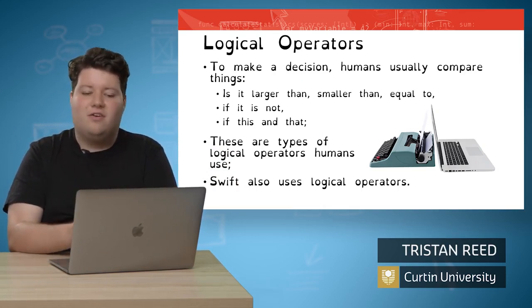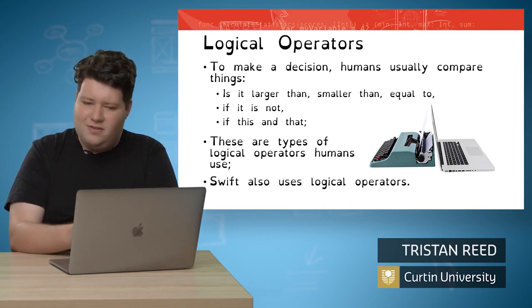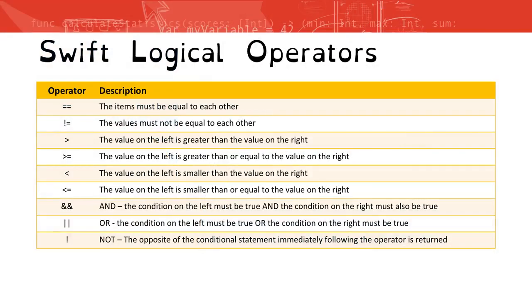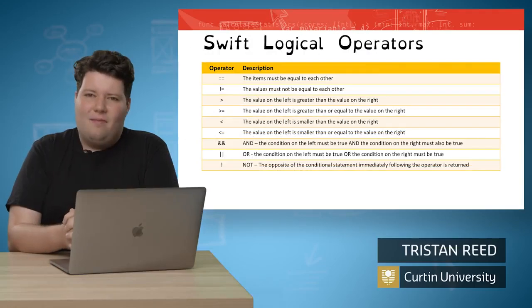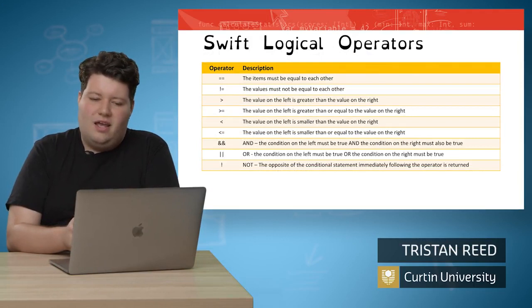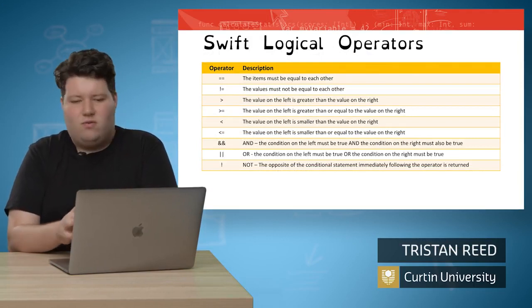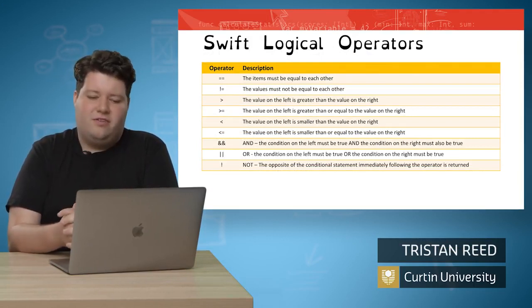Now, let's have a look at some of the logical operators that Swift uses. Here we have a table of some of the operators. The first one's an interesting one. It's the equals operator. You'll notice it's two equal signs, and hopefully you'll recall that we've been talking about assigning values, and we used one equal sign. That's because the assignment operator, one equal sign, and the equals operator, two equal signs, are extremely different.